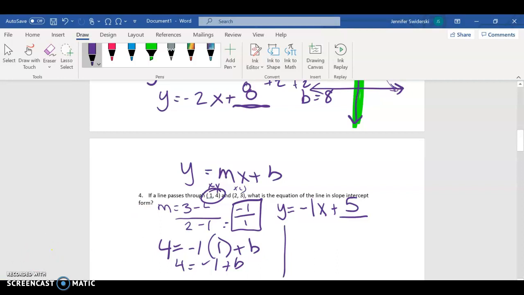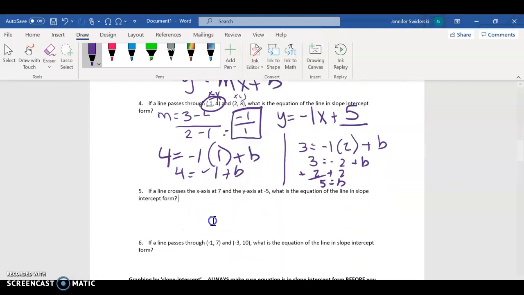Now, if you did the other 2 points, you should have 3 is equal to my slope, -1, times 2 plus b. Get 3 equals -2 plus b. Add 2 to both sides. You're still going to get 5 equals b. All right. So slope, y sub 2 minus y sub 1. We're finding our slope, and then we're finding our y-intercept from those points.